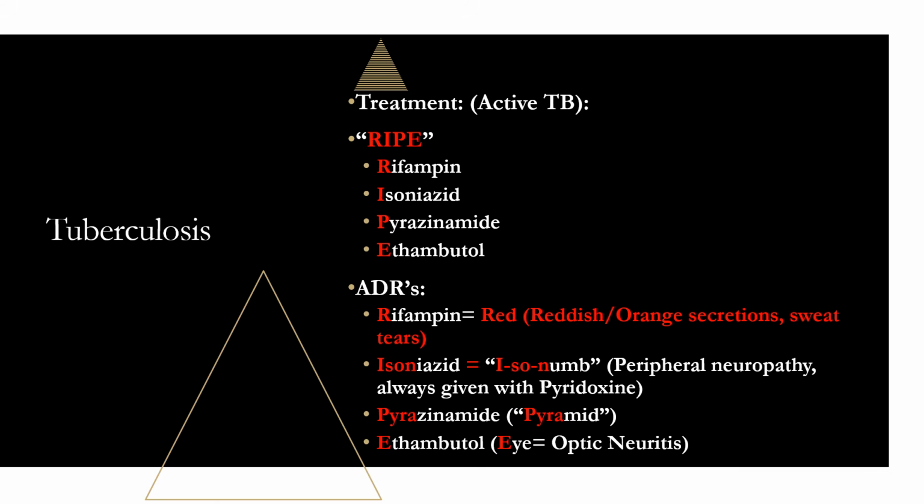The last medication is ethambutol. This one's a little bit easier. Ethambutol is the only TB med that starts with an E, so think of eye, and optic neuritis. So patients taking ethambutol get optic neuritis, leading to, of course, the changes we know with that, like visual changes, problems with color perception.